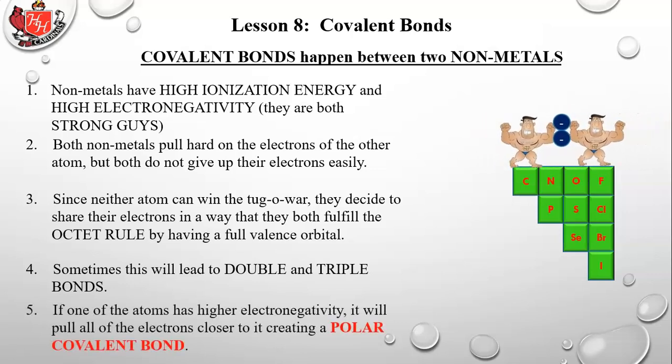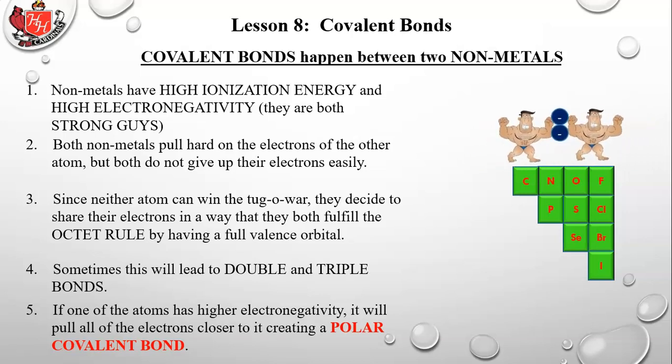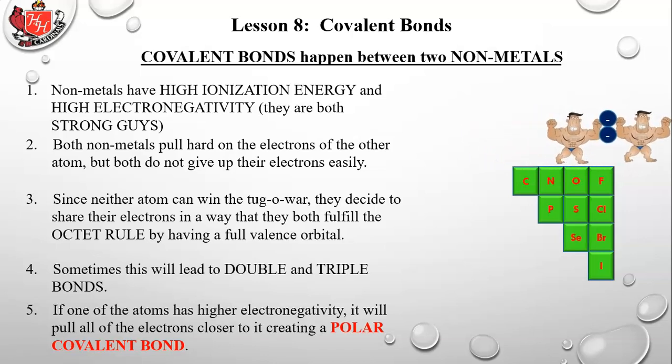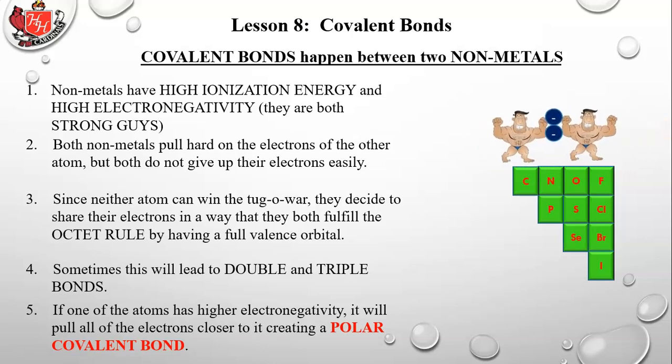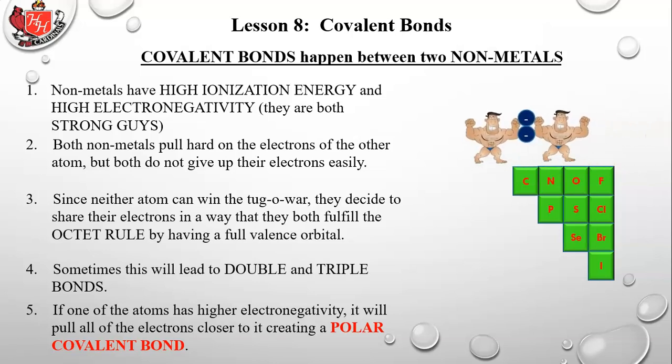And finally, if one of the atoms has higher electronegativity, it will pull all of the electrons closer to it, creating a polar covalent bond. And we'll talk about that more. Basically what that means is, even though they're two strong guys and neither one can win the tug of war, one of them will be probably a little stronger than the other, and it can't totally take the electrons away from the weaker one, but it can kind of pull all the electrons towards it. That means the side of the molecule that has the stronger of the two guys that's pulling the electrons will be more negatively charged, and the other side will be more positively charged. And we'll show examples of that later.